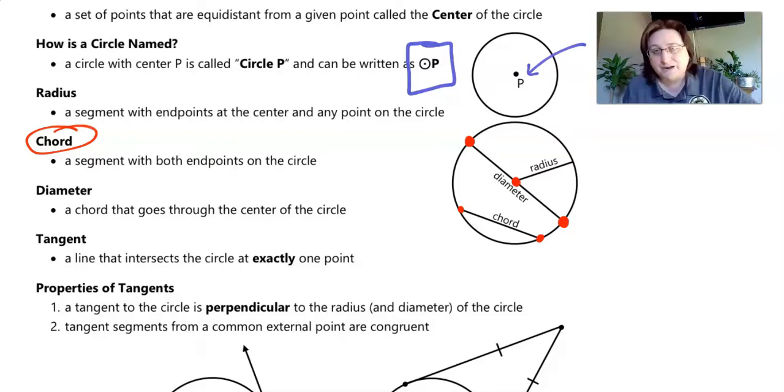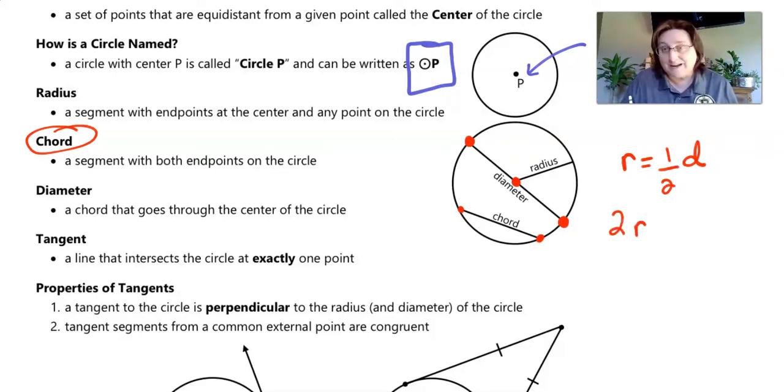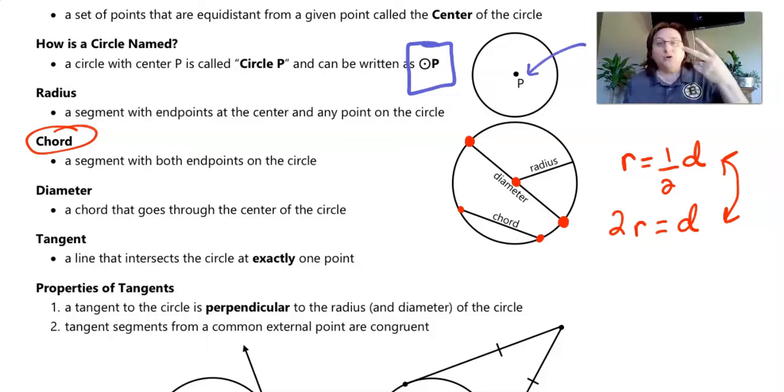Now, what's special about the diameter is that the diameter has to go through the center of the circle. Now, guys, you probably already remember this, but just in case, did you guys remember that the radius is 1/2 of the length of the diameter? Or another way that I could say it is 2 radii equals the length of the diameter. Did you guys remember that? Okay, so just in case, and guys, these are saying the exact same thing. So the radius is half the length of the diameter, or 2 radii make up the length of 1 diameter.